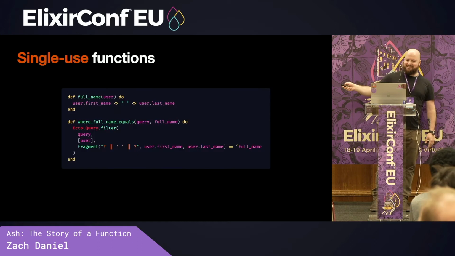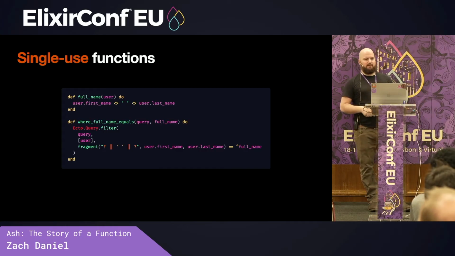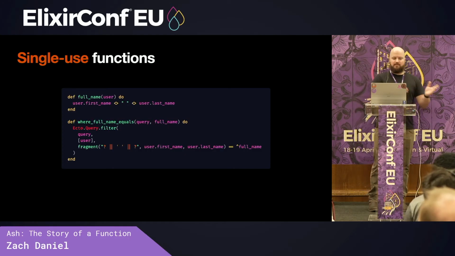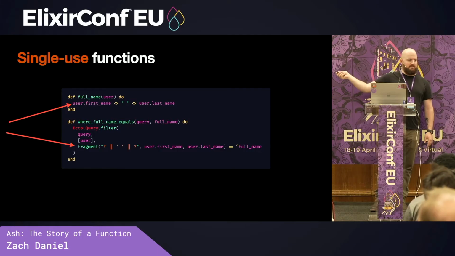So single-use functions is, I think, another good example. Let's say we've got a full name function that returns a user's full name. But we also want to be able to do this in the query. Maybe we have a search box that lets you search for a full name equaling some value. You can't put that Elixir function in a SQL query. It doesn't work that way. So you have to duplicate the logic of what full name is in your system in two places. And if these are your only tools, you do not have another option.